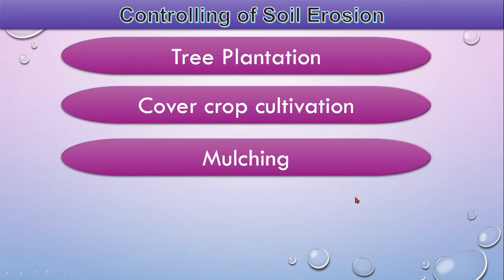Next one is mulching. Mulching means providing some straw, dry leaves, or water hyacinth to cover the crop, for controlling wind or rainfall on the soil. That is called mulching. Mulching means protecting the soil or controlling the soil from moving from one place to another place, by leaving something on the top of the soil. For instance, water hyacinth, and then dry leaves, straw, this type of thing.